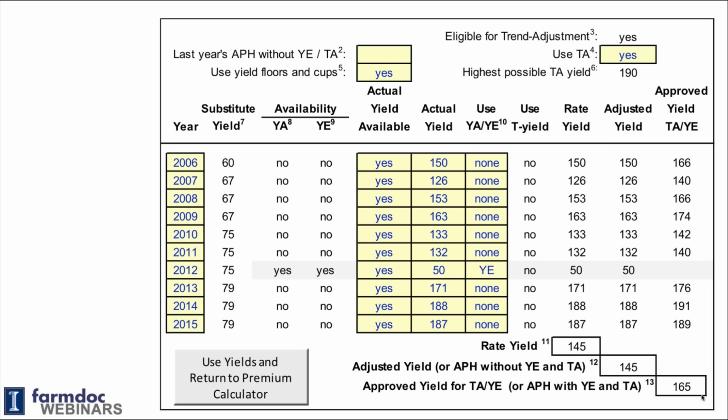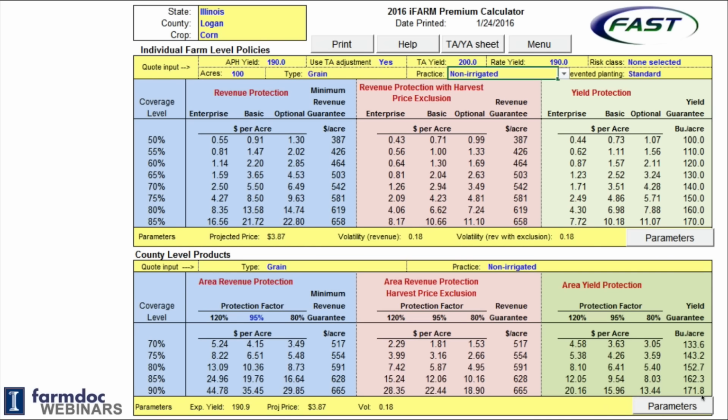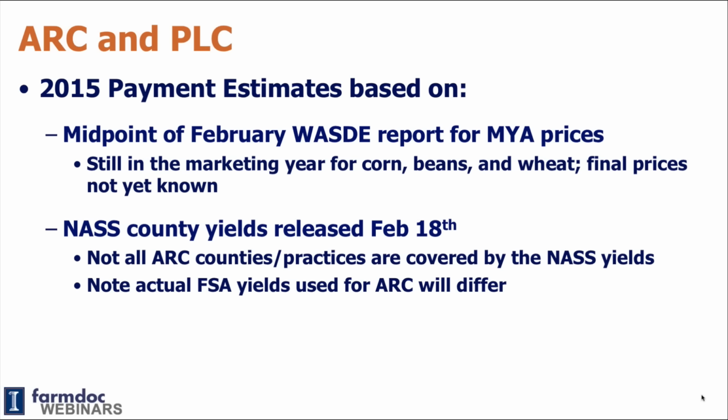This is the same premium calculator. This is the FAST tool version, our Excel version. It exists, and you can get those premiums on the web or in the FAST tool. So now we're going to switch gears a little bit and talk about ARC County and PLC.